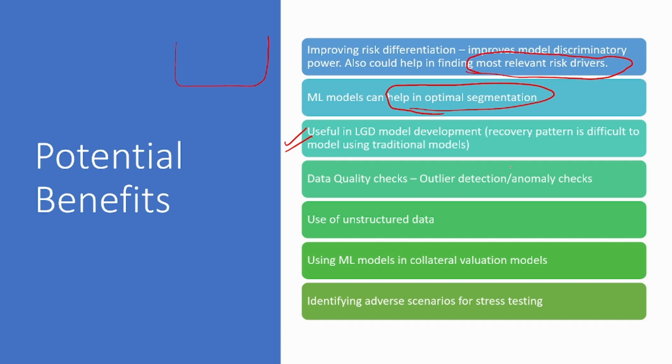For data quality checks, you can do outlier detection and anomaly checks. You can use unstructured data. You can also use ML models for collateral valuation. So this is also another important thing. Collateral valuation is also a big challenge for the banks. The traditional techniques used in these may not be very suitable. Some banks use only linear regression, but you can improve upon that.